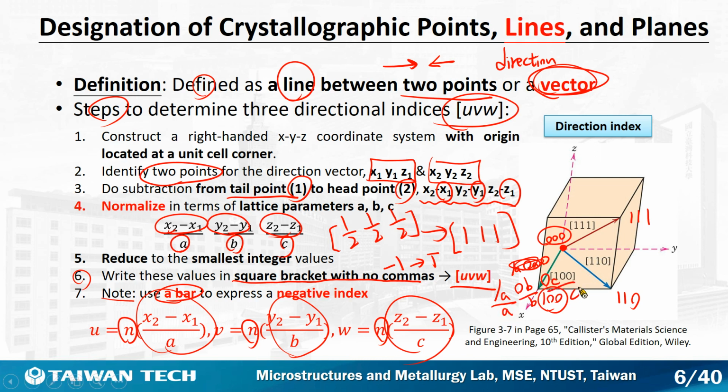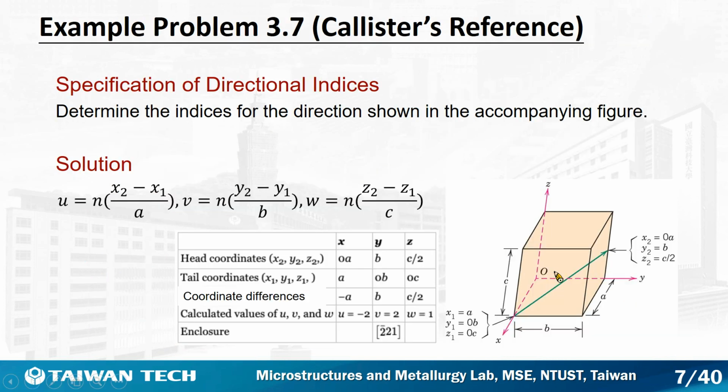So we get a result as 1, 0, 0. This is just an example. Okay, let's see some problem here. Determine the indices for the direction shown in the figure. Okay, this is the figure.